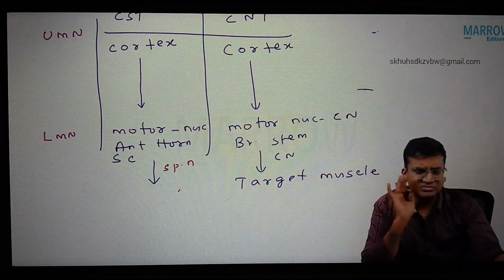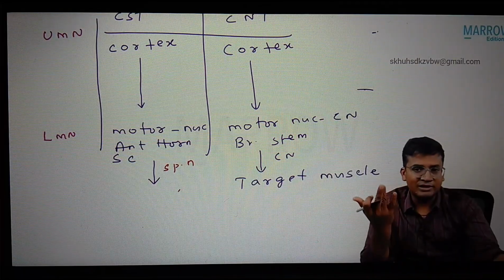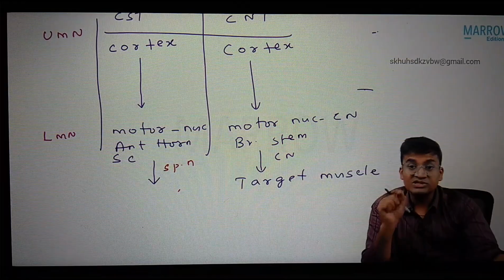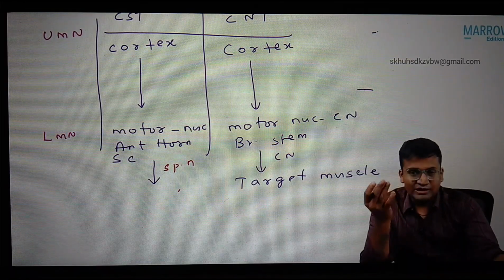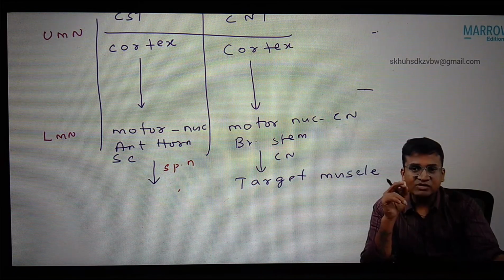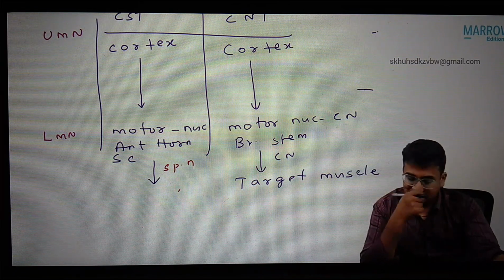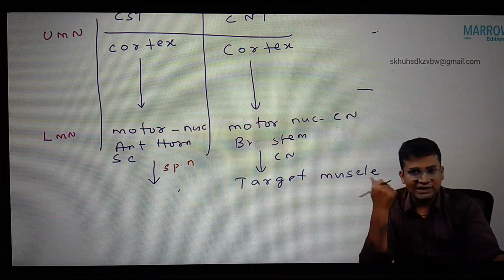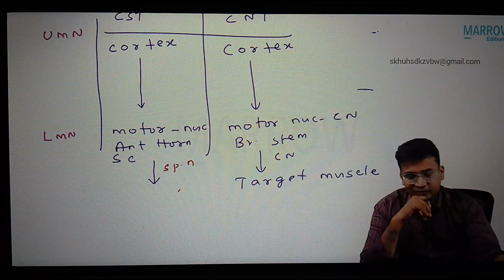Clear? Very simple. Now what about the corticospinal tract? Again the upper motor neuron is in the cortex. Let us see the phrenic nerve. From the cortex, the fibers come to the motor nucleus, that is the C3, C4, C5 nucleus in the spinal cord. From there the phrenic nerve arises and supplies the diaphragm.